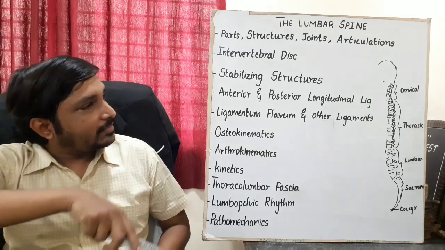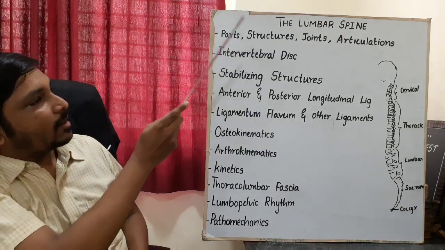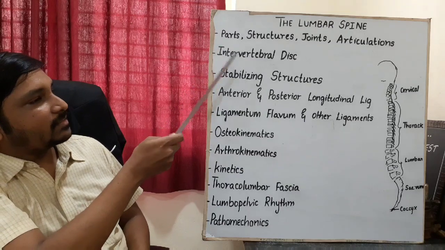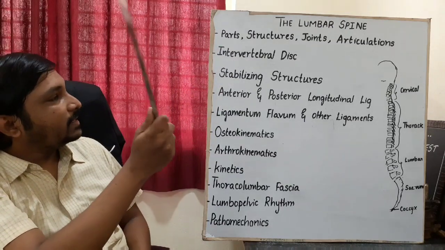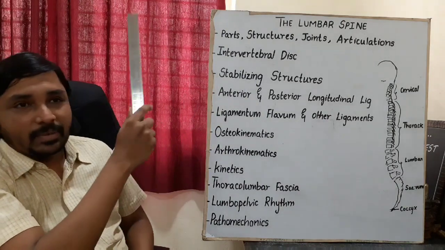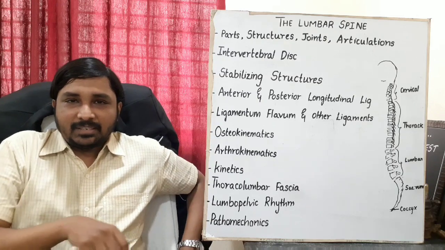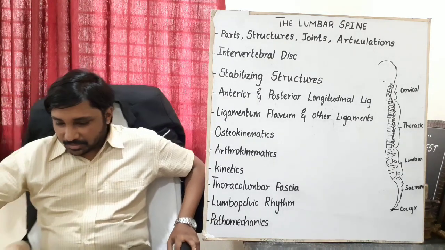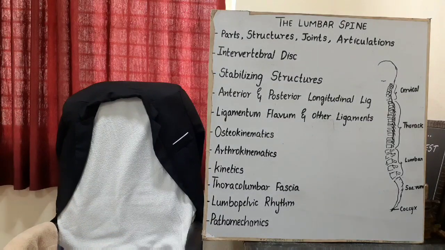So today is the third video. In the first class we finished with the parts. In the second class we completed the intervertebral disc. So today we will be talking about stabilizing structures of the lumbar spine. So straight away we will go to the whiteboard so that it becomes easier explaining you with a diagram.